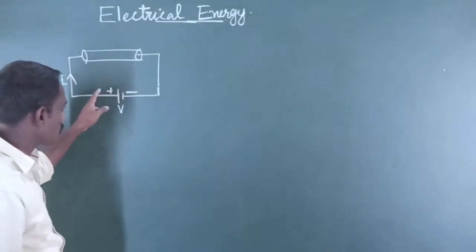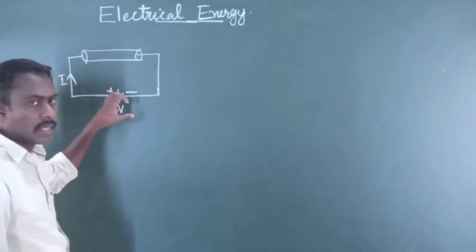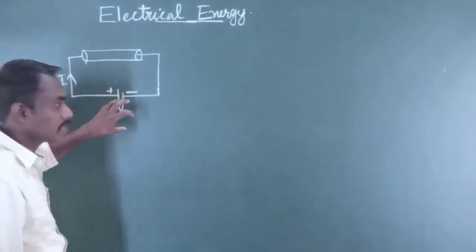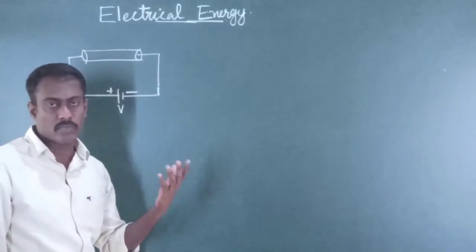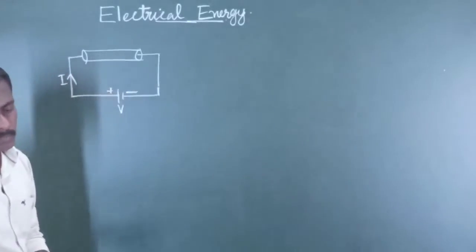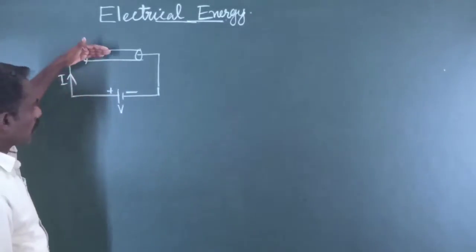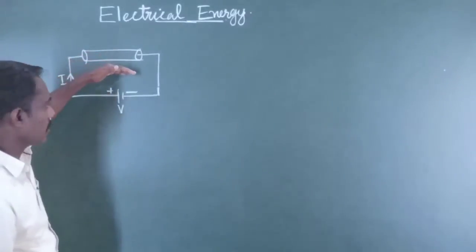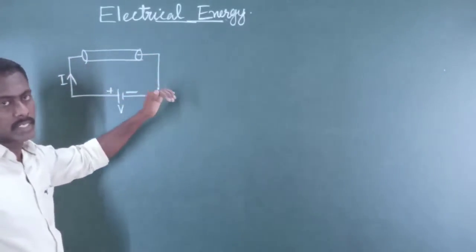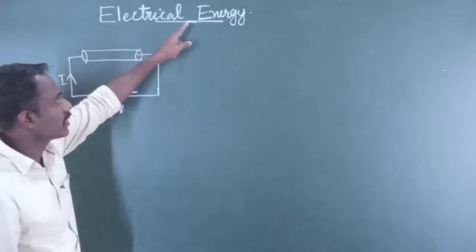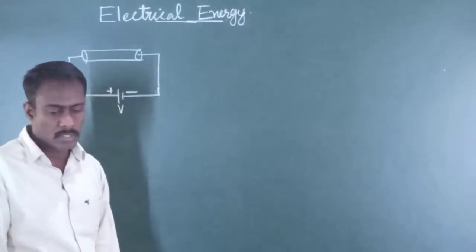And what is the voltage source? The V, the battery that we applied. The applied potential difference is the voltage source here to maintain the flow of current through the conductor, as we have already seen. And how much work has to be done for maintaining that current flow through the conductor gives the electrical energy of a conductor.